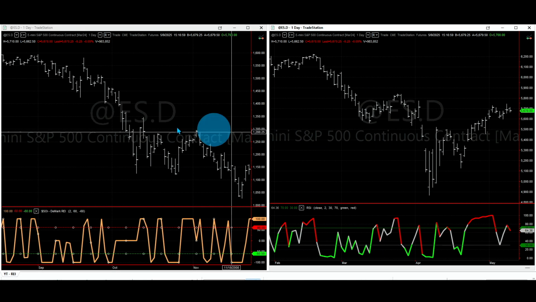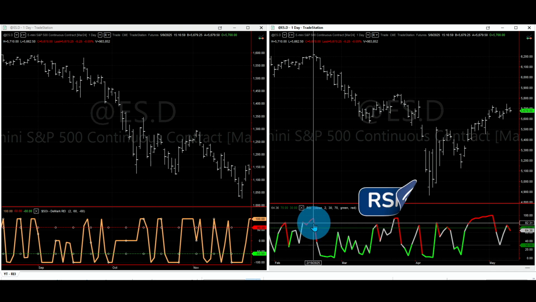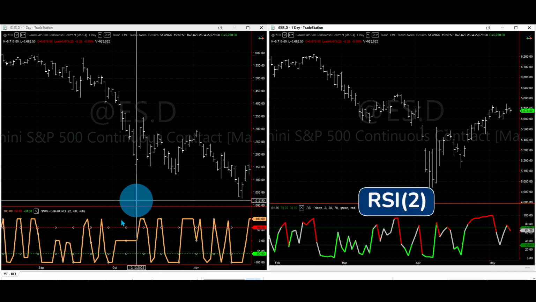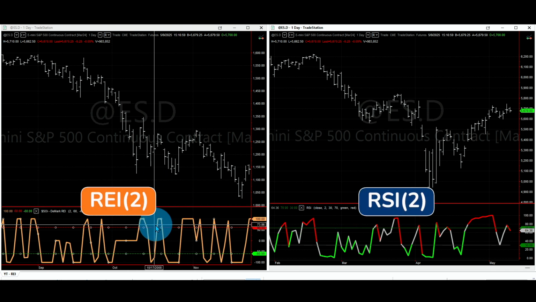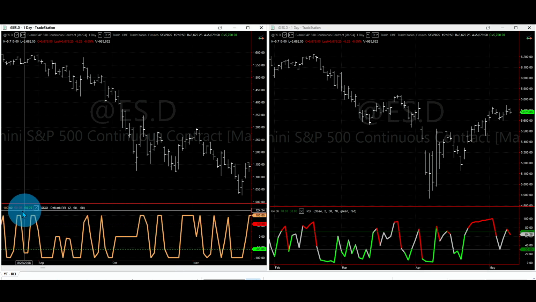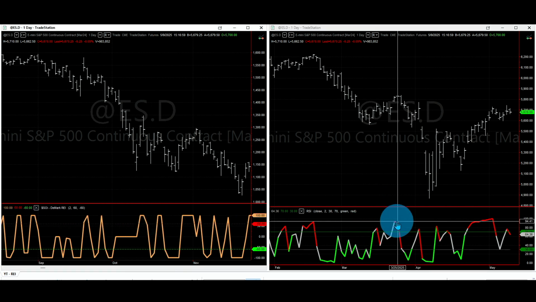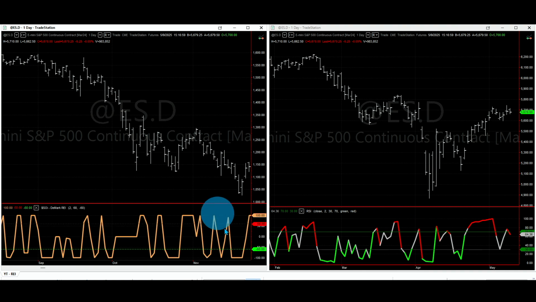For example, on the same chart, the right side is the RSI 2 and the left side is the REI, which is the Range Expansion Index, using 2 period. And as you can clearly detect, the signals are totally different from the RSI 2.